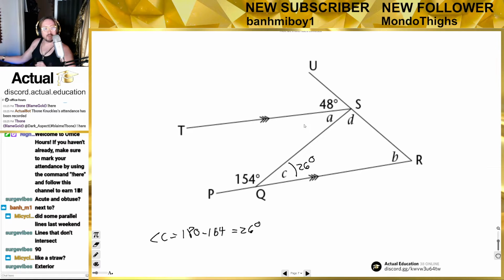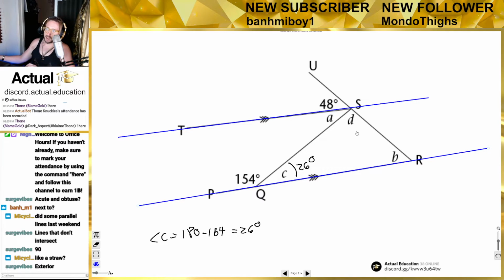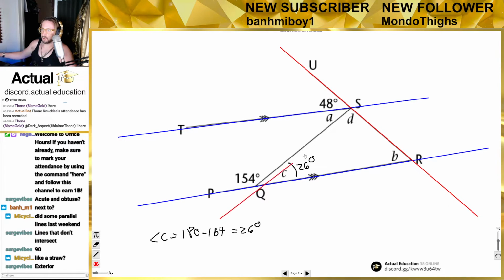I'll give you a hint. It has to do with the parallel lines. So which lines are parallel? T to S and then P to R. Yeah, very good. See how this line is parallel to this line? Is that going to help us figure out another angle? What's a line that intersects these two parallel lines? UR does. And then QS does too. You see how this one intersects, and then this one also intersects.